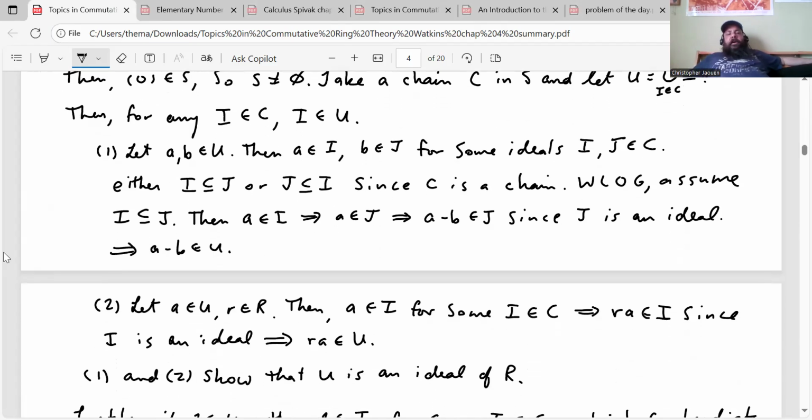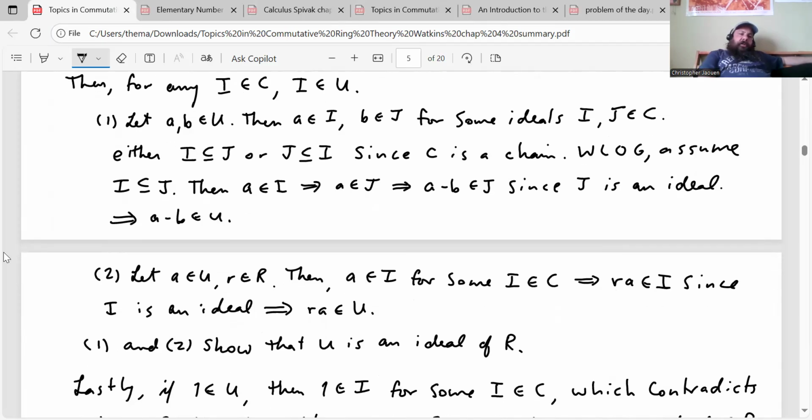Then we want to show first that U is also an ideal of the ring R. So let a and b be elements of U. Then a is in I and b is in J for some ideals I, J in C. Either I is a subset of J or J is a subset of I, since C is a chain. So without loss of generality, we can assume I is a subset of J. Then a being an element of I implies a is an element of J. And since J is an ideal, a minus b is in J. And since J is part of the union that was used to make up the set U, that means a minus b is an element of U. So U is closed under subtraction; in other words, its additive structure is an abelian group.